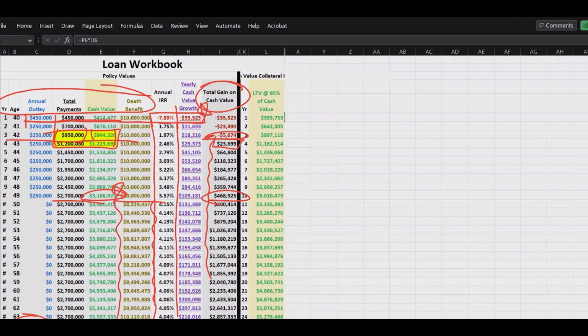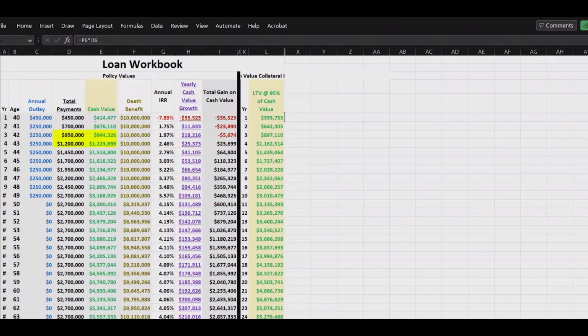From an estate tax planning standpoint, that can certainly be suitable. It depends on your situation, of course, but that's where death benefits really come into play, in addition to income protection. So let's take a look here at some loan scenarios.